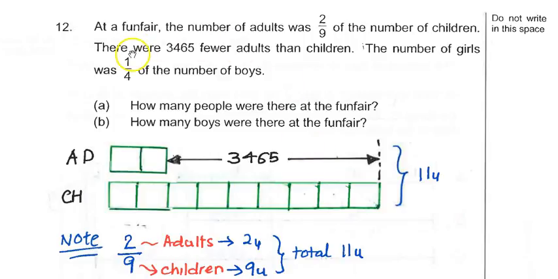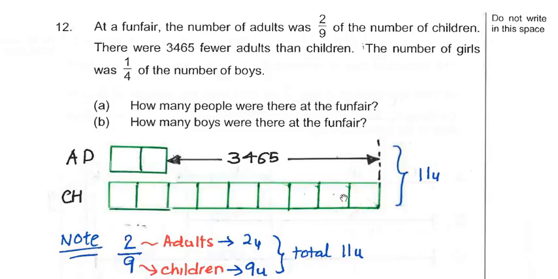Alright, now there were 3,465 fewer adults than children. This is children, this is adult, this is the difference. The difference is 7 units. Can you see? Difference 7 units. You can find 1 unit.